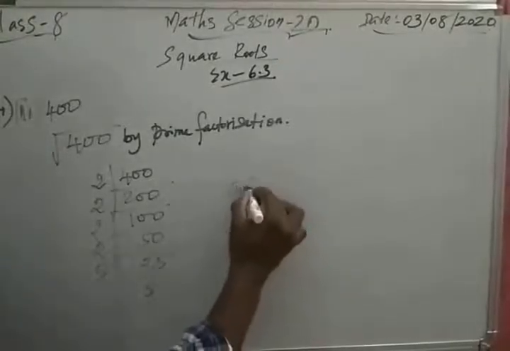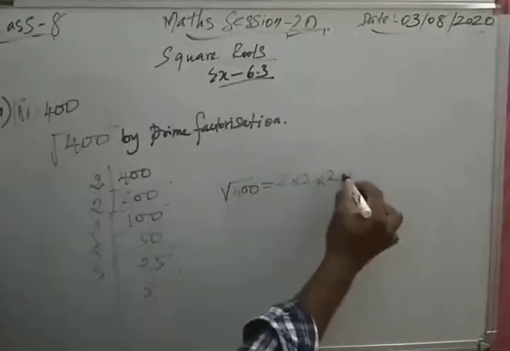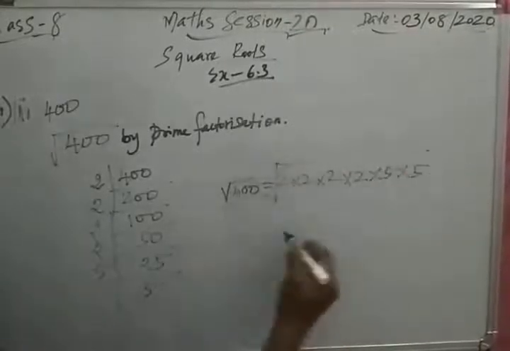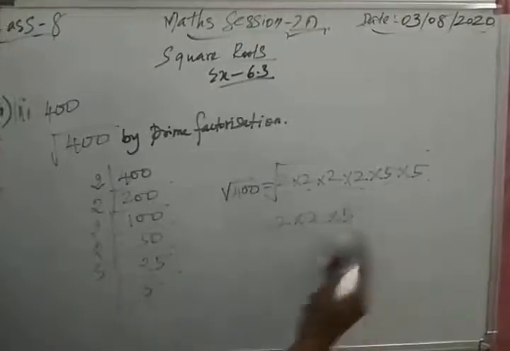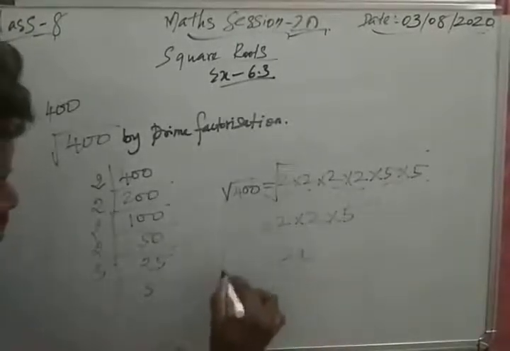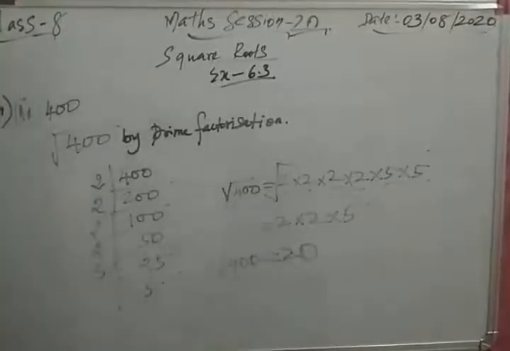Root of 400 is equal to root of 2 multiplied by 2 multiplied by 2 multiplied by 2 multiplied by 5 into 5. So from each 2 terms we take one term: 2 multiplied by 2 multiplied by 5. 2 2s are 4, 4 5s are 20. If you have a doubt, you can multiply it by itself and check it. Root of 400 is equal to 20. Understood, students? This is very easy, you can do it by prime factorization.